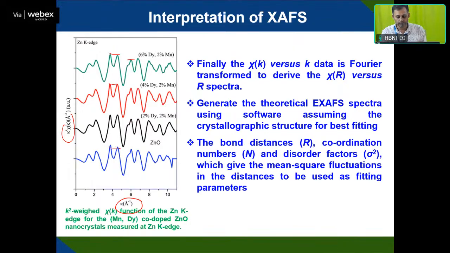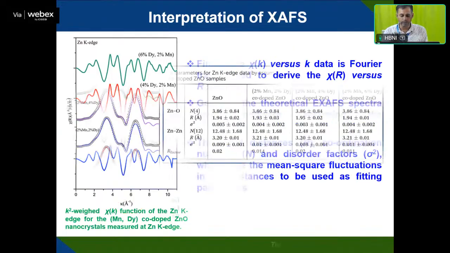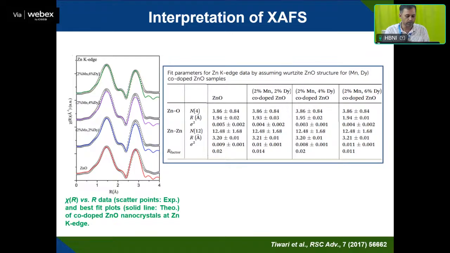That will give you the bond distance, coordination number, Debye factor, all those information you are able to get from the EXAFS spectroscopy. So this is quite a little bit complicated, but by using software, you can see this is the ZnO structure here. You can see from this to this, the Zn bond length can be calculated. When you have manganese, you can see how this peak position is changing, and how the bond length is changing.